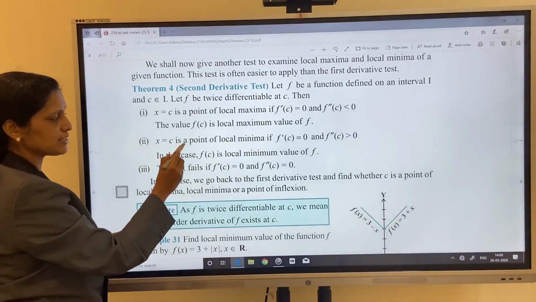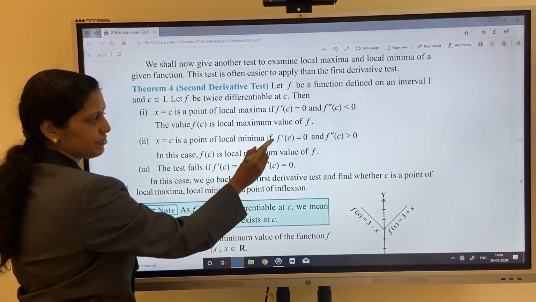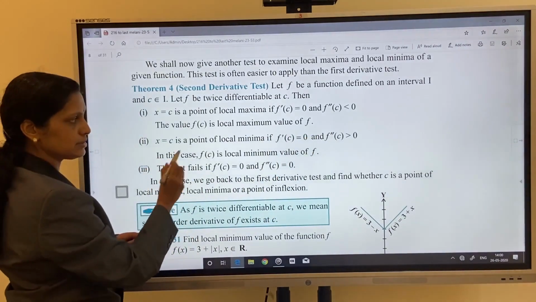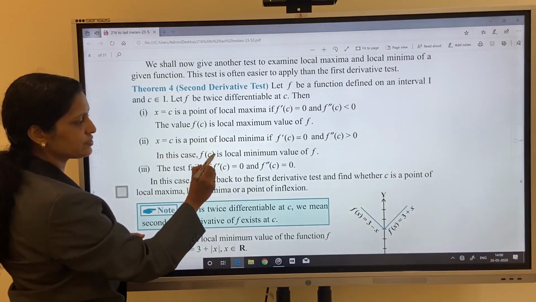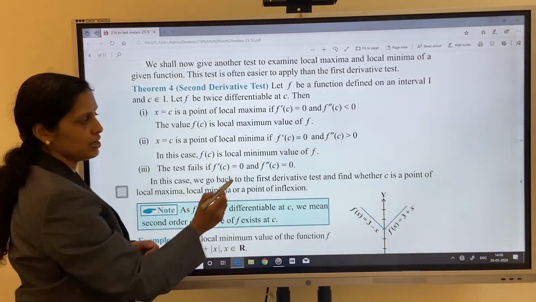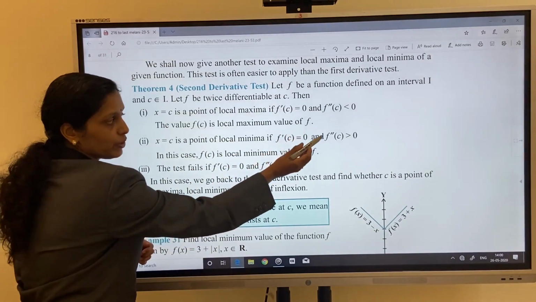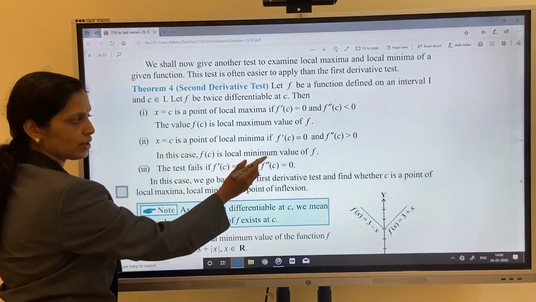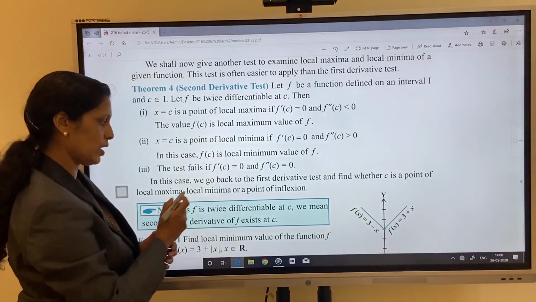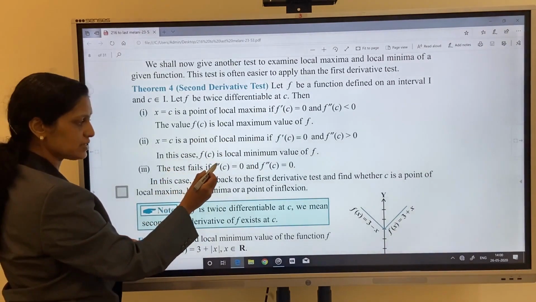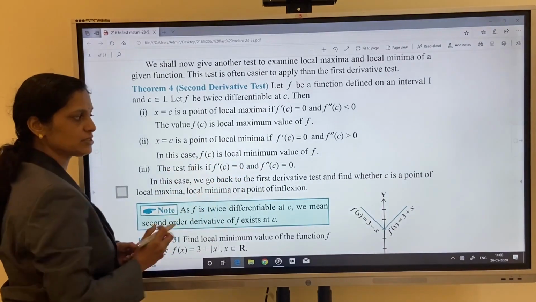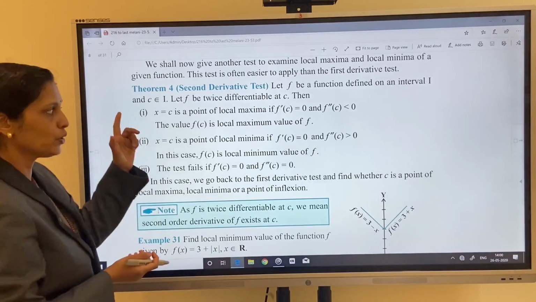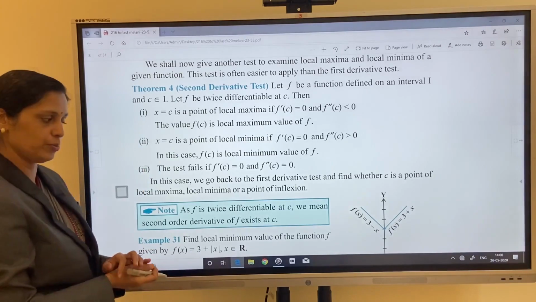Second case, x is equal to c is a point of local minima if f dash c is equal to 0 and f double dash c is greater than 0. In this case, f of c is the local minimum value of f. Remember, this c is a critical point and the second derivative at that point is positive. Then only we can find the local minimum value. The test fails if f dash c is equal to 0 and f double dash c is equal to 0. In that case, we will go back to the first derivative test. You have to write down all this in your notebook.